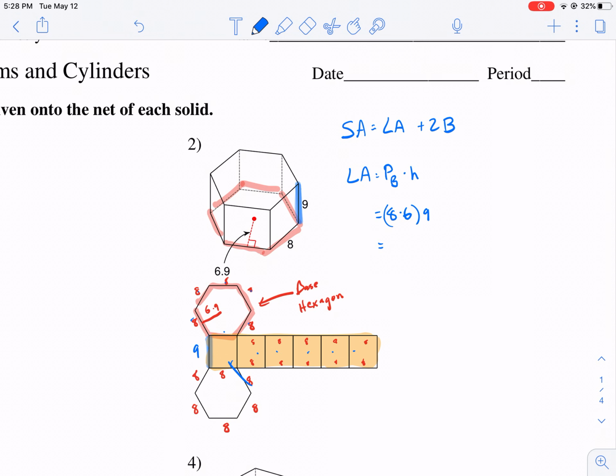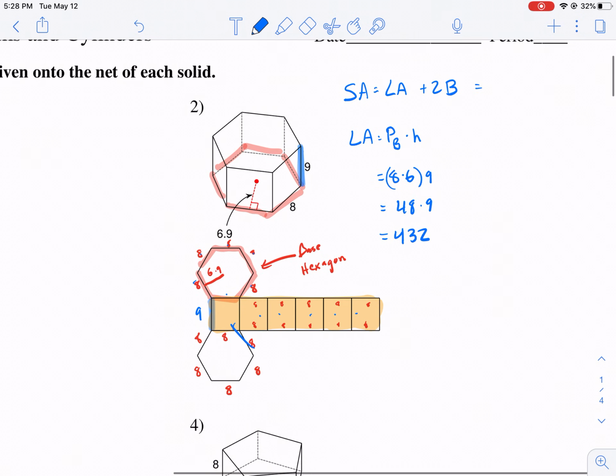Now we just have a simple arithmetic problem, which is 8 times 6. Of course, that's 48. And we multiply that by 9, and we get 432. So we have our lateral area. That's been found. Now we just need to find the area of the two bases. In order to do that, we first find the area of one base and then multiply it by 2.